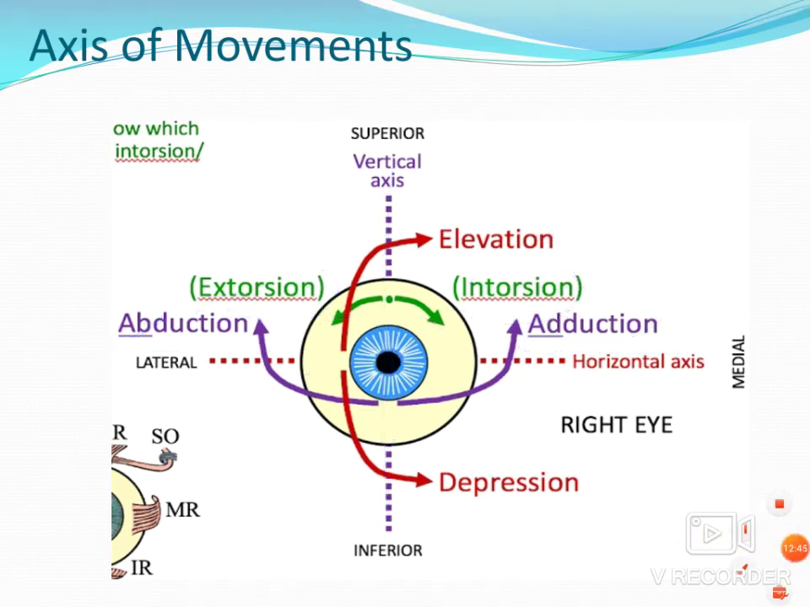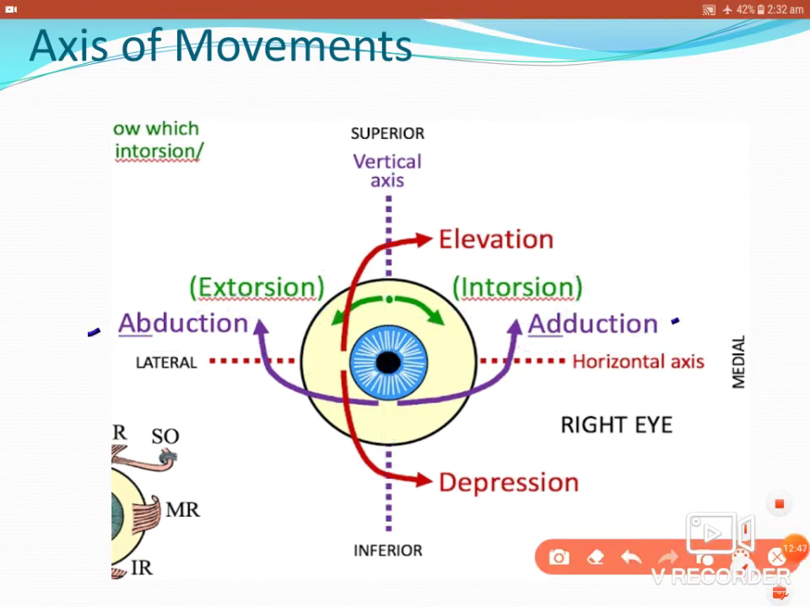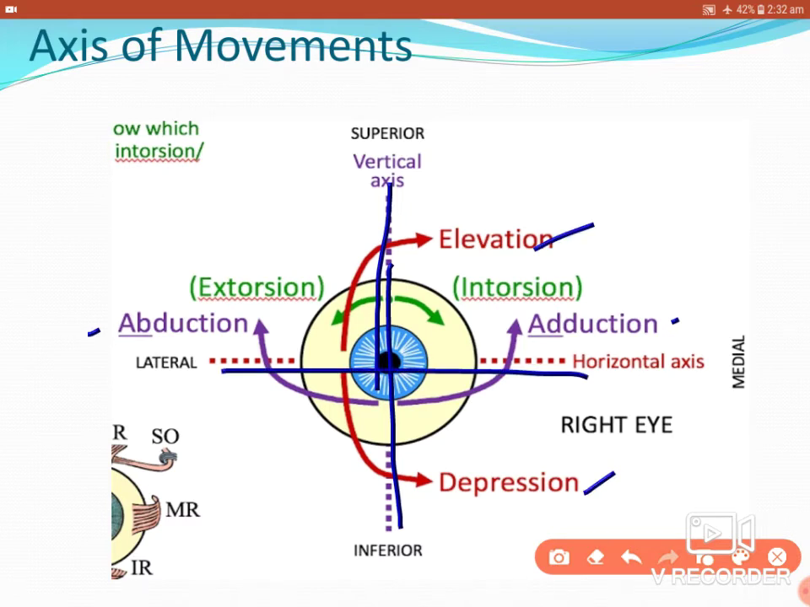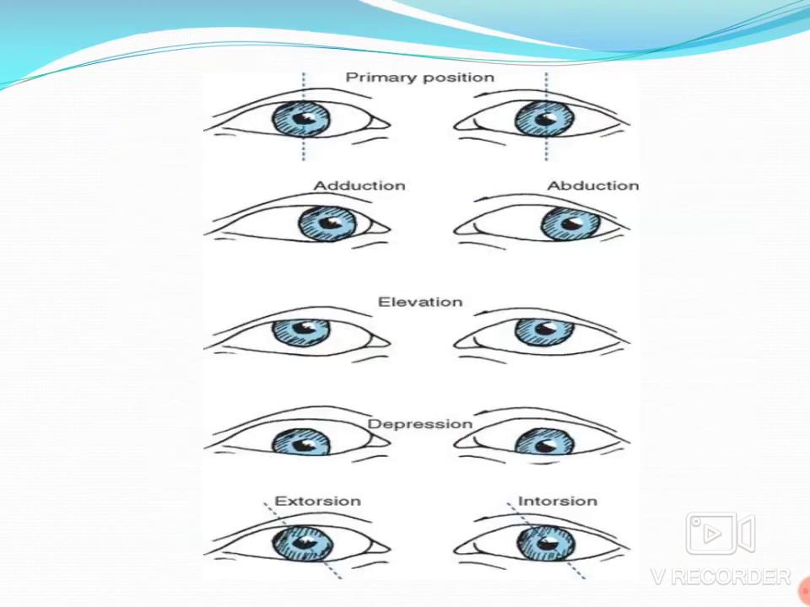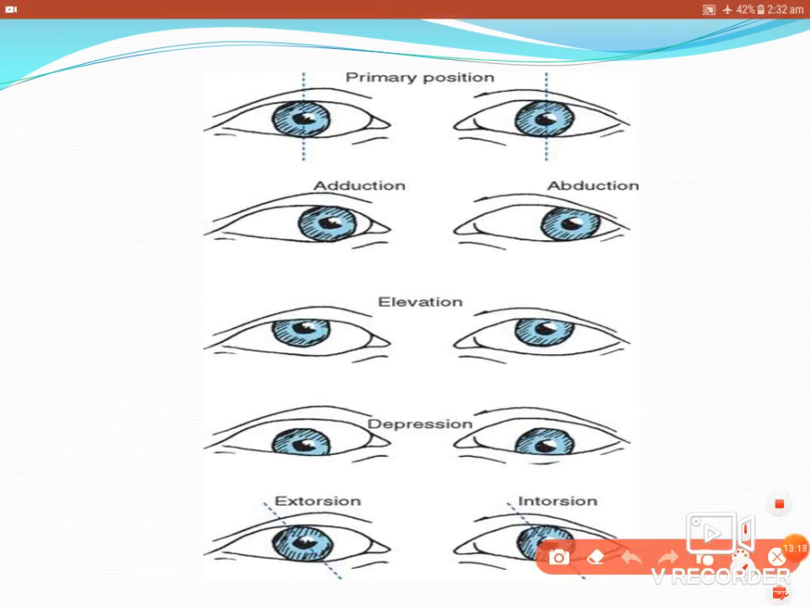Here, the adduction and abduction are occurring in a vertical axis. Then depression and elevation occur in a horizontal axis. Then intorsion and extorsion take place in an anteroposterior axis. Then here these are the movements of the eyeball.